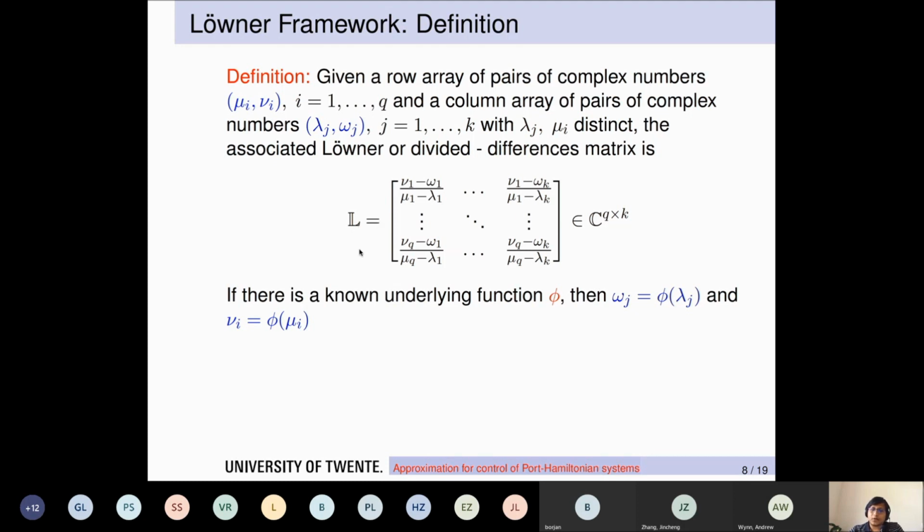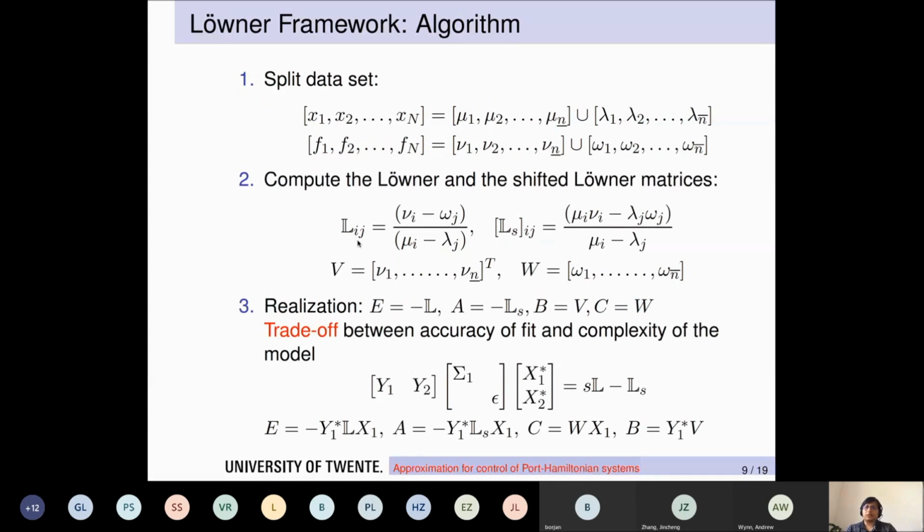Another importance is that when we consider the Lagrange basis for rational interpolation, this Löwner matrix naturally pops up into the picture. I will not describe this rational interpolation in detail, but I will show you the very basic steps of this Löwner framework. To construct this Löwner matrix, we have to split our given data into two sets, which we call left points and right points.